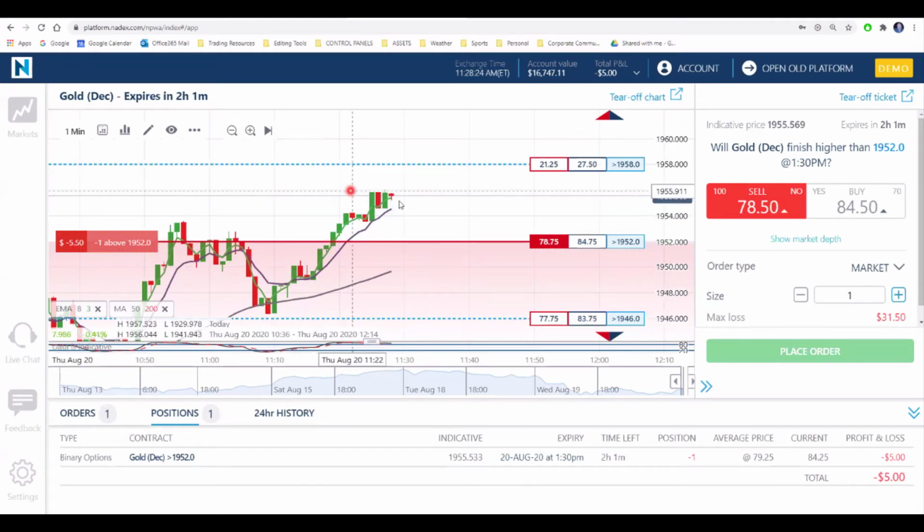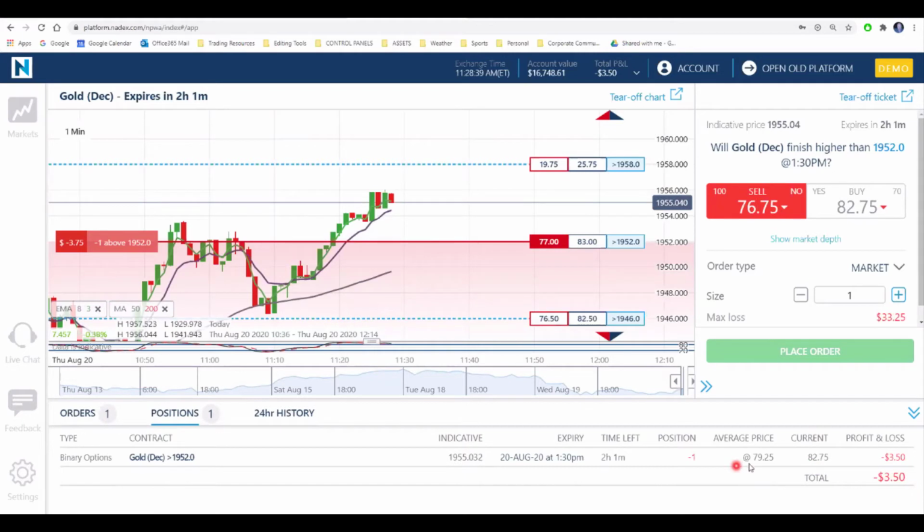Now, if this market continues to chug north, I'm going to be incurring more losses for the meantime. I bought it at $79.25, which means my risk is $20.75 to make $79 per contract. So that's not bad. I don't have a whole lot of risk tied up in this trade.